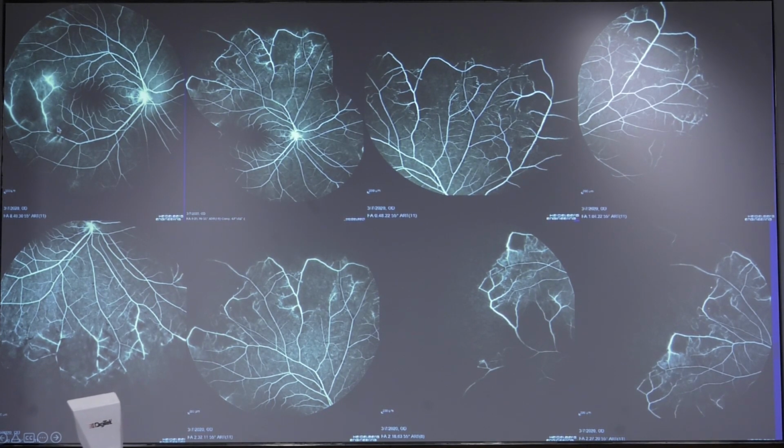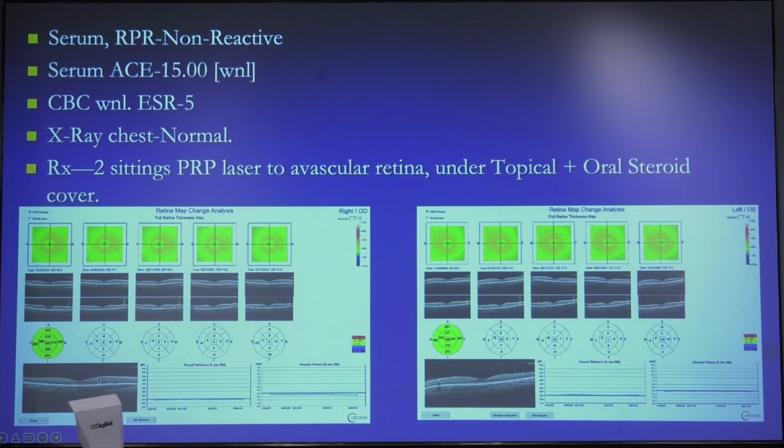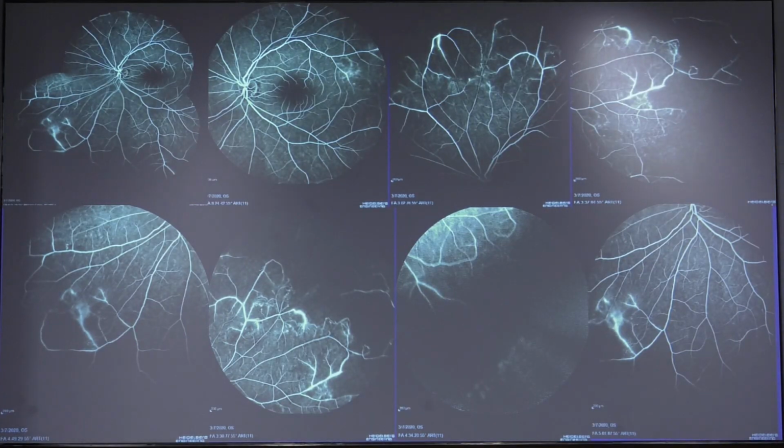There is some perivascular staining, and this in the right eye is block fluorescence due to vitreous hemorrhage. The serum RPR was non-reactive, ACE was 15, CBC was within normal limits, X-ray chest was normal. Patient underwent PRP laser again to avascular retina under topical and oral steroid cover. In this case, we didn't give ATT because there was nothing to point towards that.